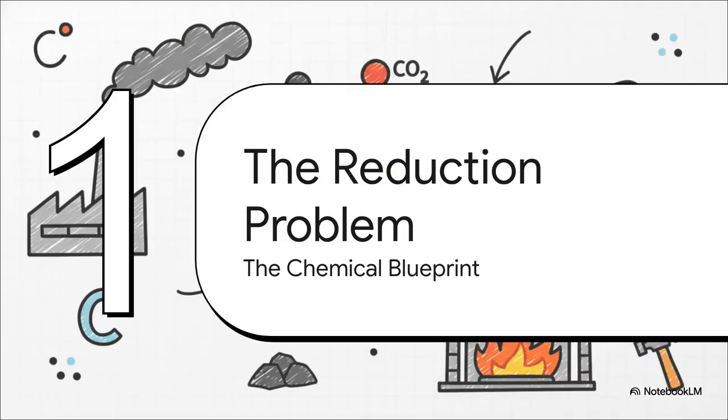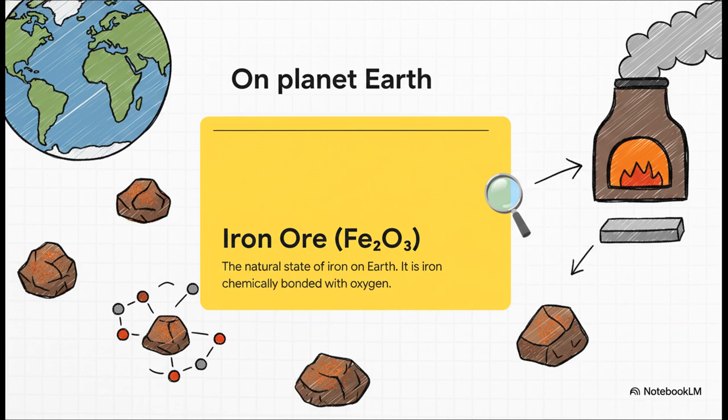Okay, so the first and probably the biggest piece of the puzzle comes from the basic chemistry of how you make iron. See, to get pure, usable iron, you first have to solve what metallurgists call the reduction problem. On planet Earth, you don't just find chunks of pure iron lying around. Over billions of years, it's reacted with the oxygen in our atmosphere. So what we dig out of the ground, iron ore, is really just iron oxide. The most common form is called hematite, or Fe2O3. You can basically think of it as iron that's completely and thoroughly rusted.